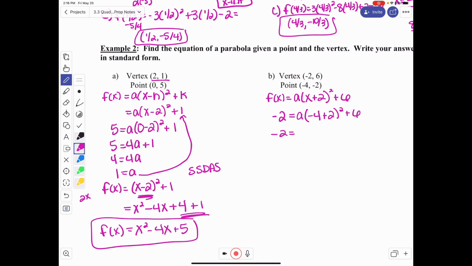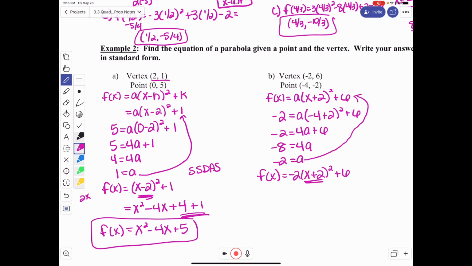So negative 4 plus 2 is negative 2. Negative 2 squared is going to give me a 4a plus 6. If I subtract 6 from negative 2, I get negative 8. And if I divide by 4, I get negative 2. So I'm going to go back and plug it in there. So I have negative 2 times x plus 2 squared plus 6.